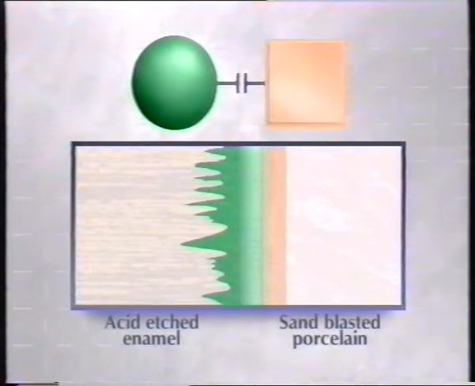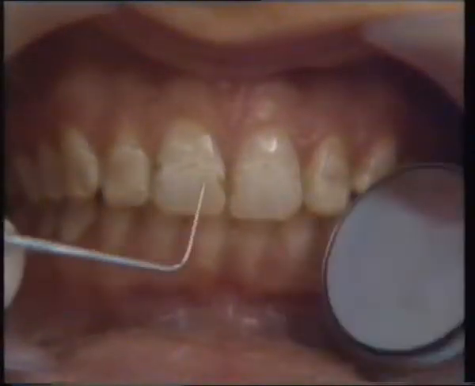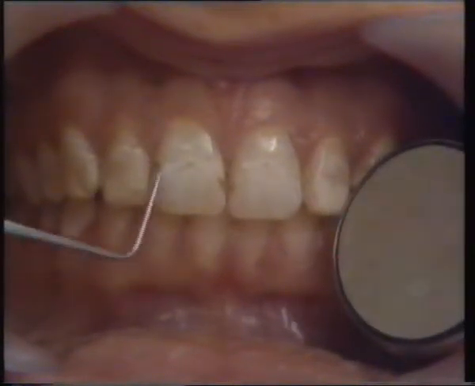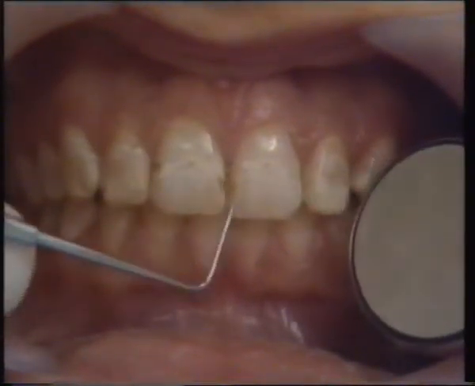The veneer is thus bonded by a combination of mechanical and physico-chemical adhesion. Take, for example, this case of a patient requiring veneers because of unsightly mottled and pitted enamel.